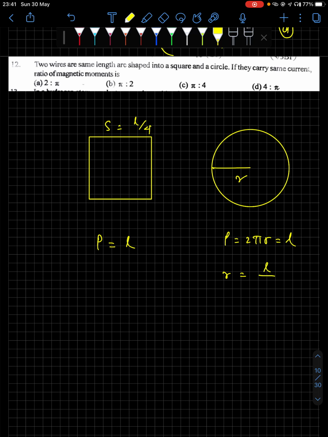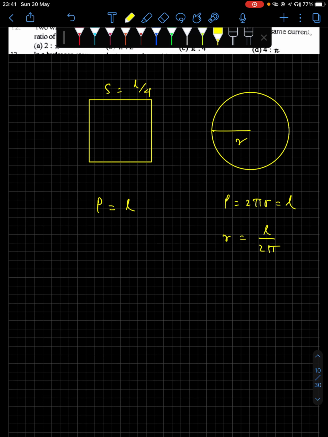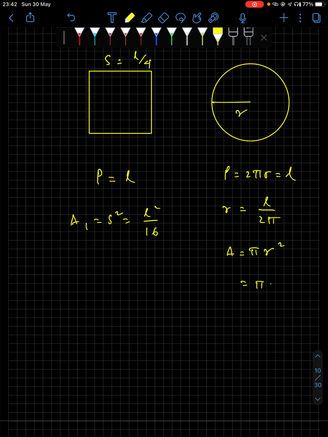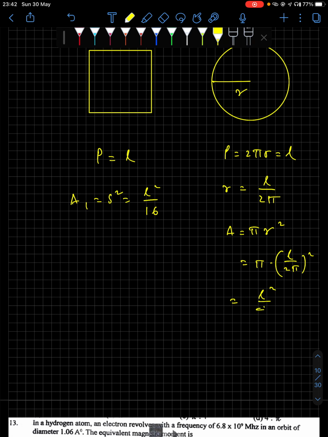So the radius will be equal to L by 2 pi. Now what is the area of this square? Let's call that A1. The side is L by 4, so the area is L by 4 whole squared, which is L square by 16. And what is the area of the circle? Area is pi r square, so you get pi into L by 2 pi whole squared, which gives L square by 4 pi.